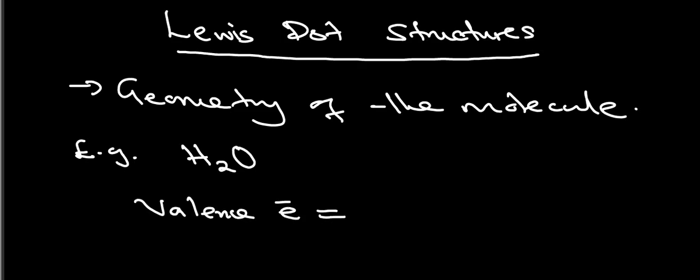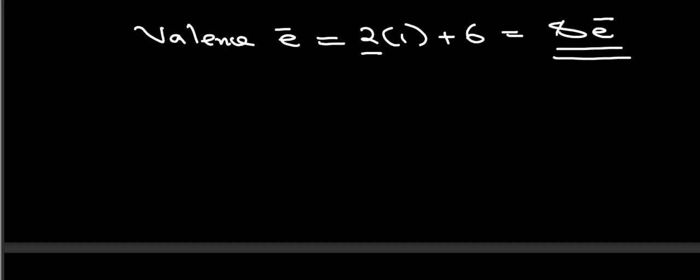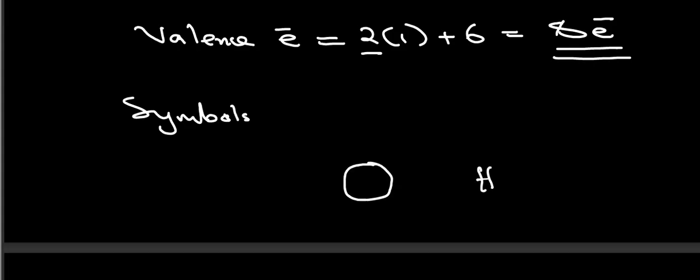So hydrogen has 1, there are 2 hydrogens, right? Each one has 1 electron in the outermost shell. Then you come to oxygen. Oxygen has 6 electrons in the outermost shell. So this will give us a total of 8 electrons. Bear in mind that's what you have. Then now write the symbols of these elements that make up water. So put oxygen in the middle, and put hydrogen this side, and also put hydrogen this side.